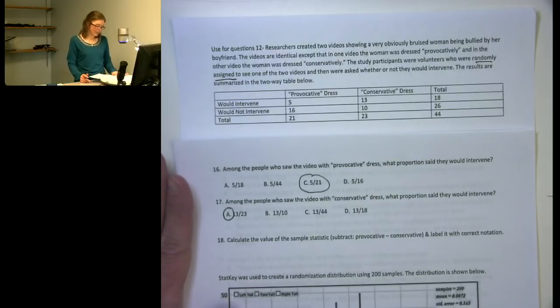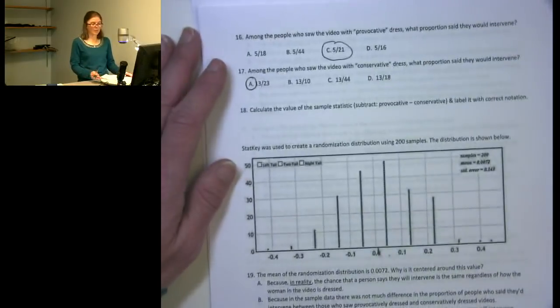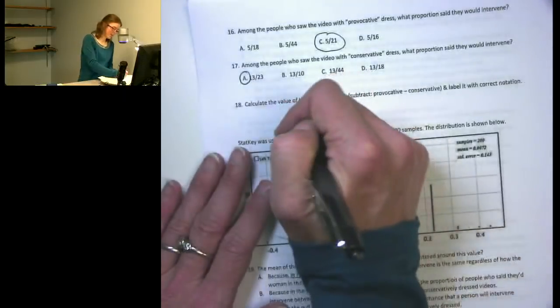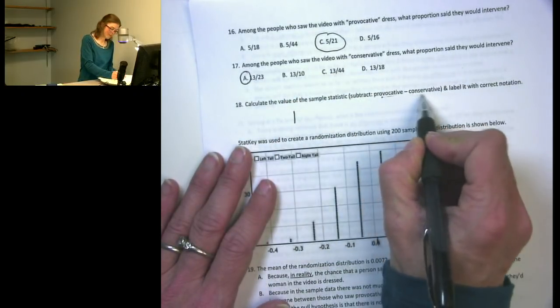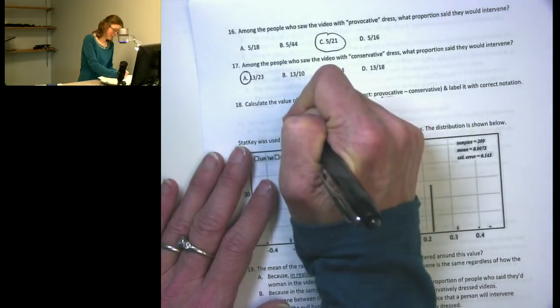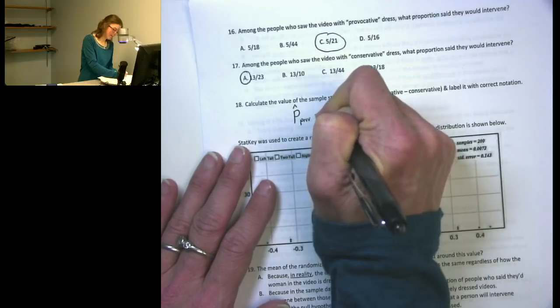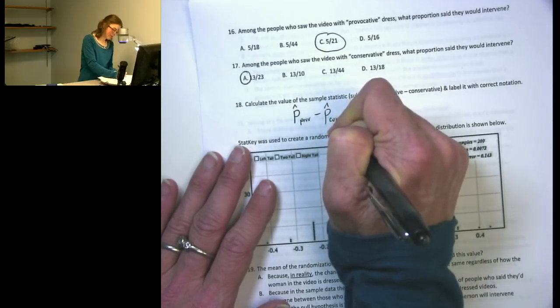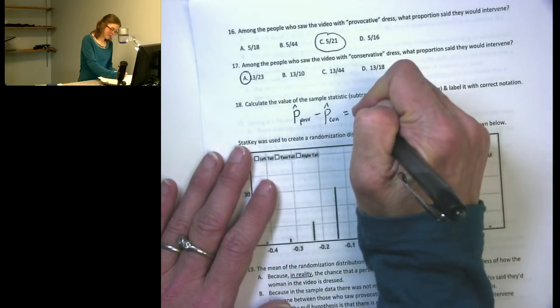And then the sample statistic, because I'm interested in comparing proportions, my sample statistic is going to be a difference in proportions, but calculated for the sample. And I said to calculate provocative minus conservative, so I'm going to take the p hat, the sample proportion, for the provocative minus the p hat for the conservative, which I have up here.